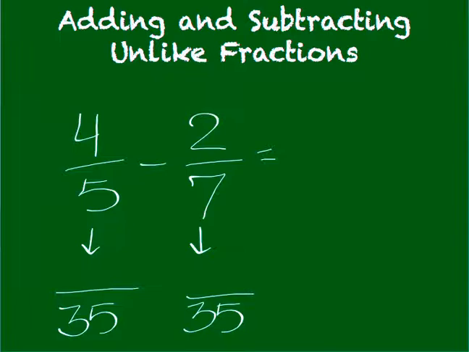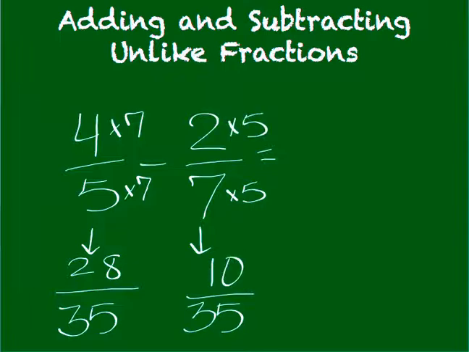So I'm changing to a fraction out of 35ths. How did I get there? Well, I'd have to multiply times 7 to get 35. So I have to do the same thing in my numerator. So my new fraction is 28/35. And then over here, 7 times 5 will get me to 35 in my new fraction. So I have to do the same in my numerator again, of course. And so my new numerator is 10.